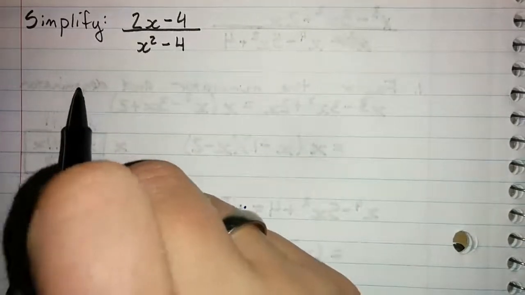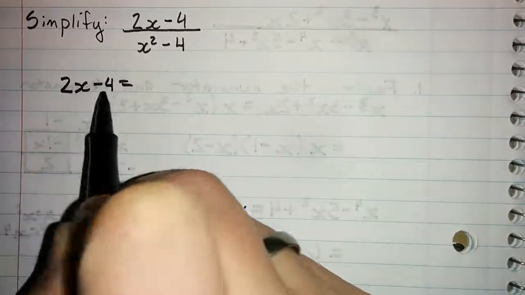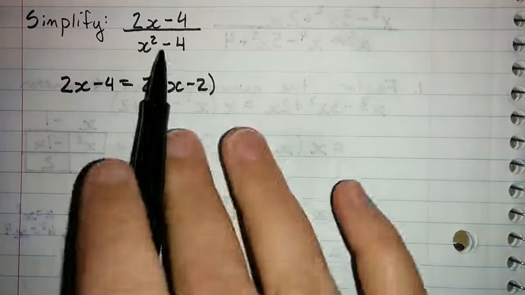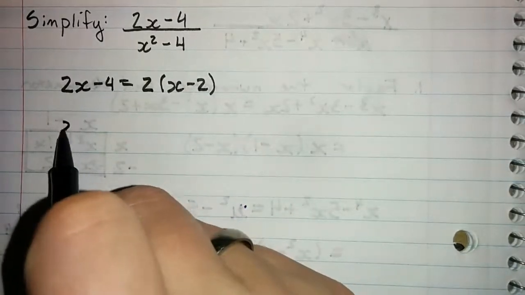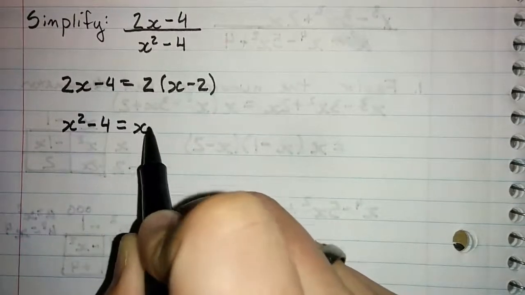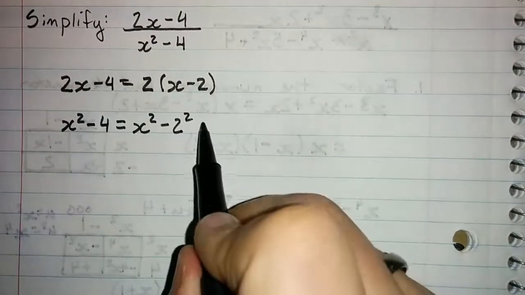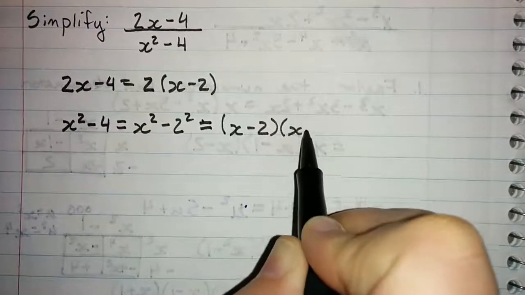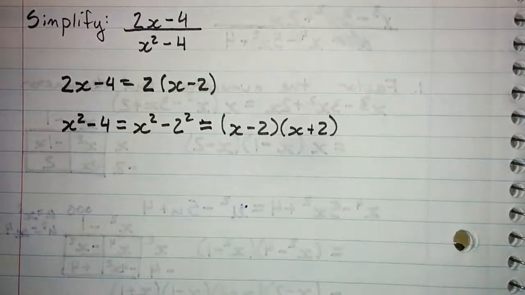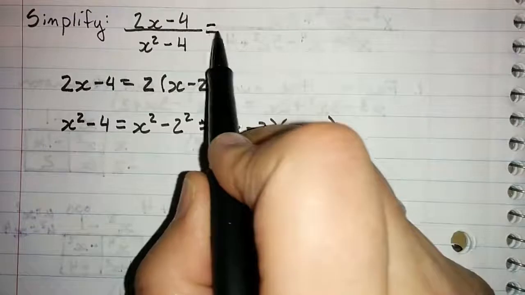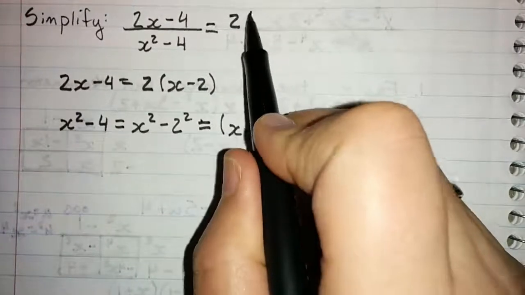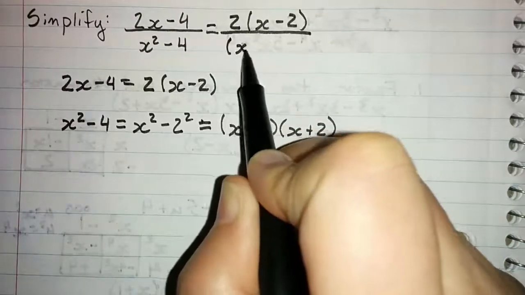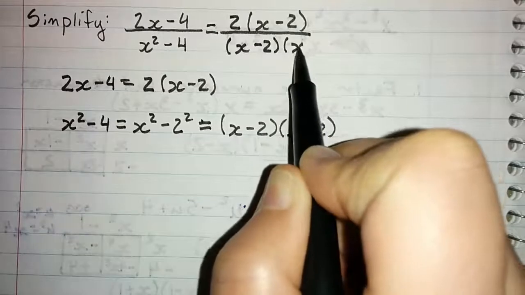Alright, I want to factor the numerator fully. I see that these two have a common factor of just 2, and that's about the best I can do. I want to factor the denominator fully. Oh, I notice that this is a difference of squares, and so I can factor it as x minus 2 times x plus 2. Thus, I can rewrite my original rational expression as 2 times x minus 2 over x minus 2 times x plus 2.